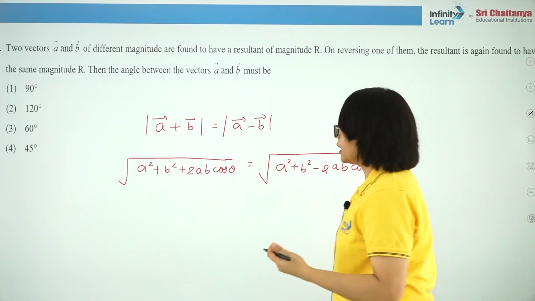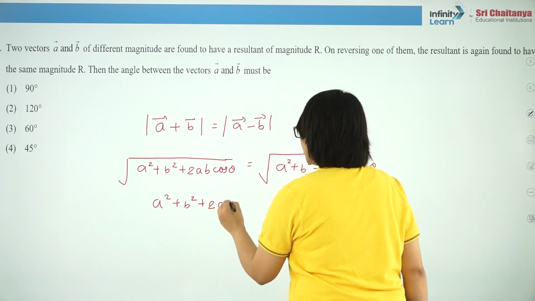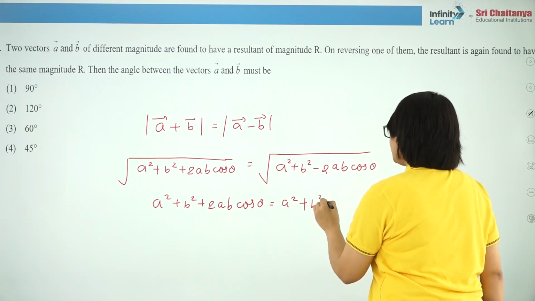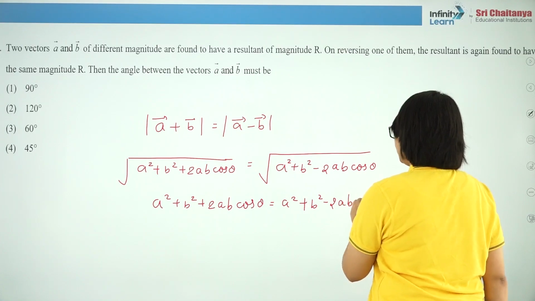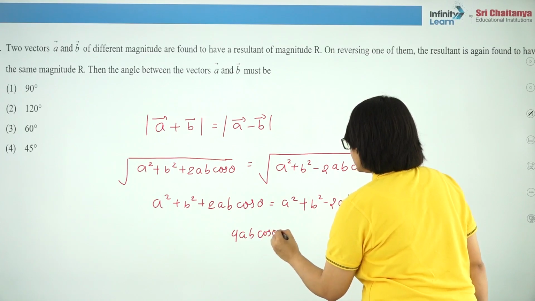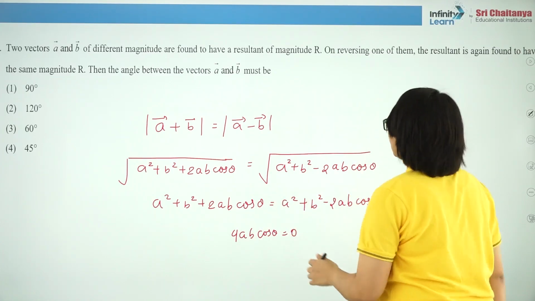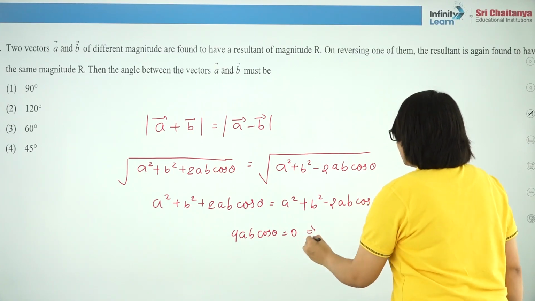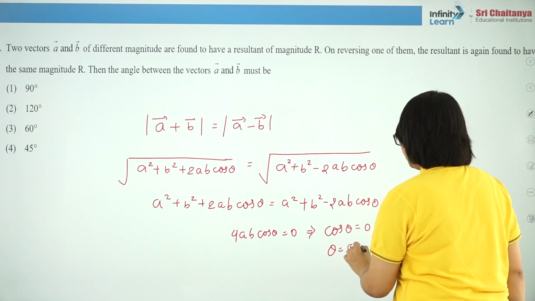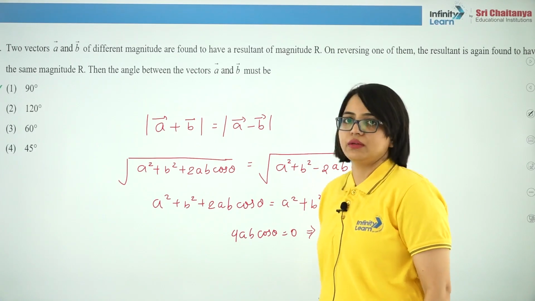Take square on both sides, you will get A square plus B square plus 2AB cos theta is equal to A square plus B square minus 2AB cos theta. So, 4AB cos theta is equal to 0, and A and B are non-zero, that means cos theta must be 0, and cos theta is 0 when theta is equal to 90 degree. So, this is the angle between A vector and B vector, which is option 1.